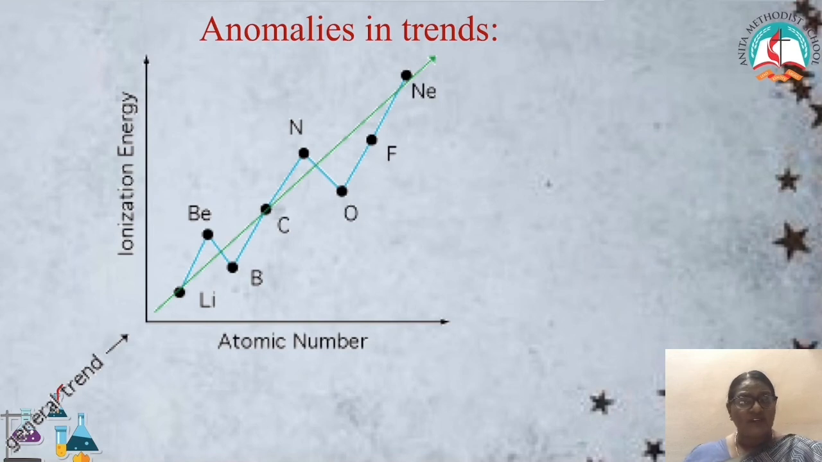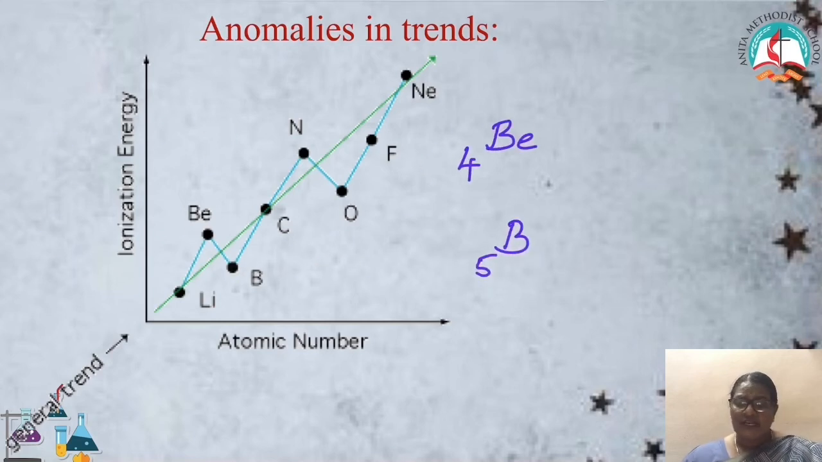When I move from lithium to neon, there should be a straight increase in the ionization energy. But if you look at the graph, this is a general trend. I expect it to be a straight line. But you can see the variation between beryllium and boron and nitrogen and oxygen. Why is there a change? Why is there a shift in the ionization energy?